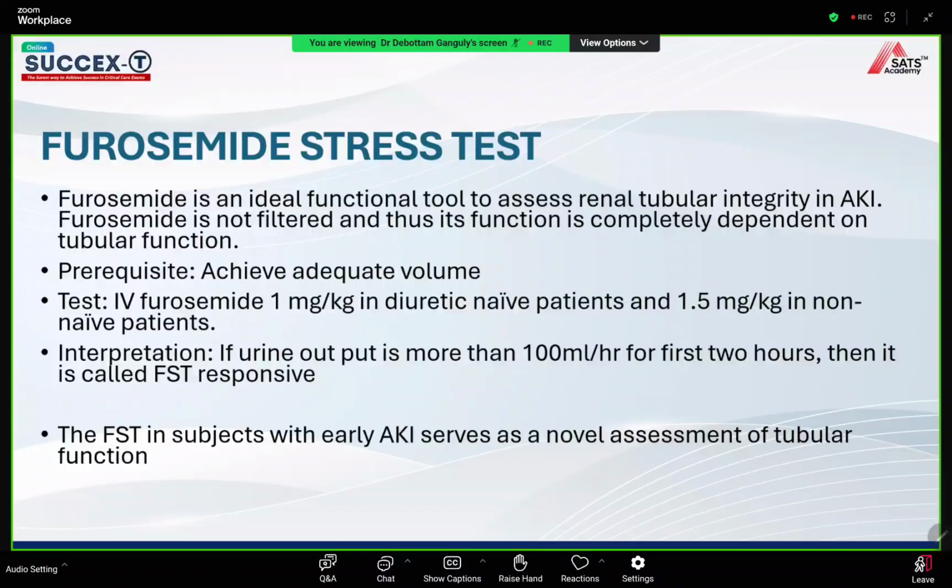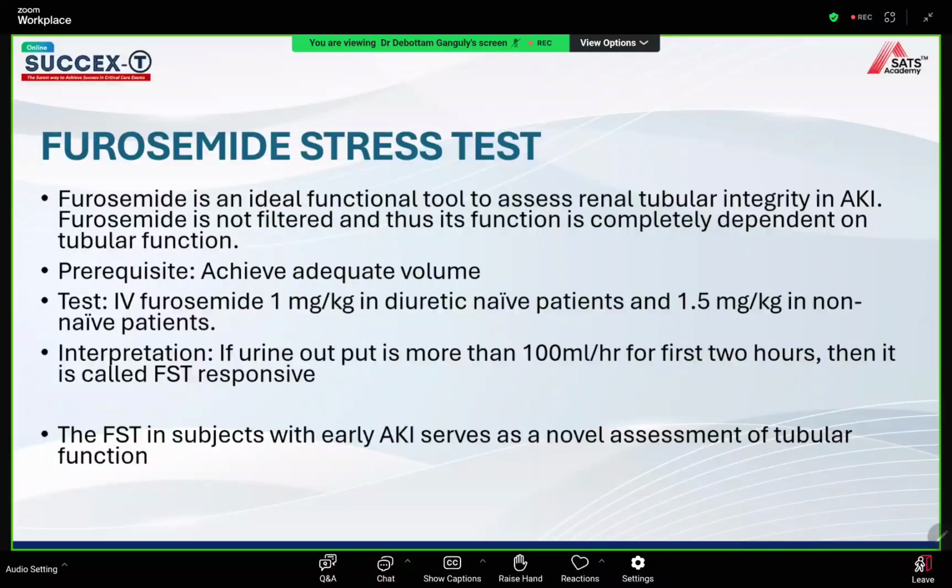Now, the Lasix challenge test, or furosemide stress test, FST. It is the ideal functional tool to assess renal tubular integrity in AKI. Furosemide is not filtered, and thus its function is completely dependent on tubular function. The prerequisite: first we have to achieve adequate volume. Without achieving adequate patient volume status, we can't give Lasix. So the first thing is that adequate volume resuscitation has to be done.